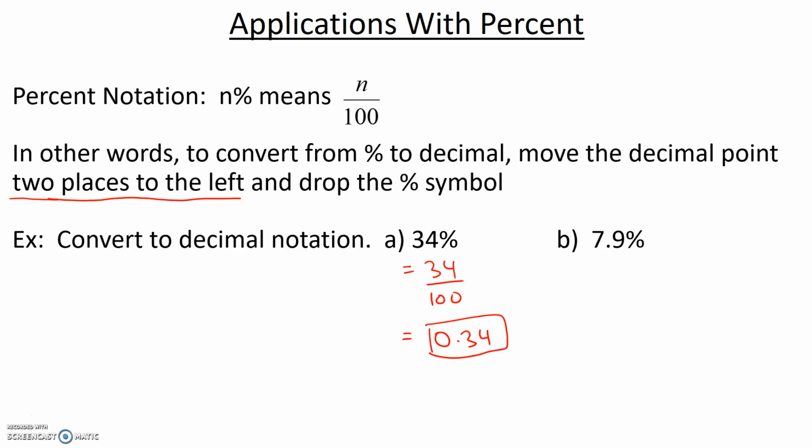Let's take 7.9%. Let's skip the middle step this time. We have 7.9. The decimal will get moved 2 spaces to the left when we go from percent to decimal notation and end up right there. In the blank spot, we would fill this in with a 0. So 7.9% in decimal form would be 0.079.